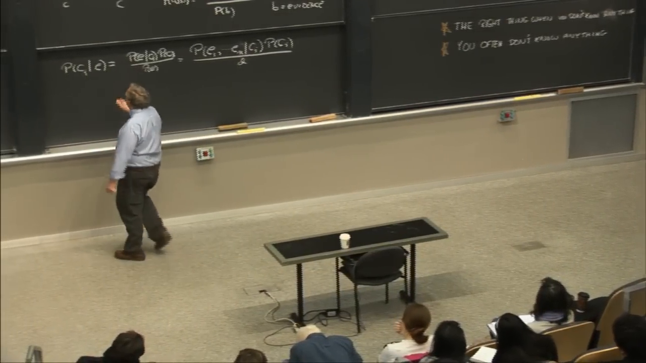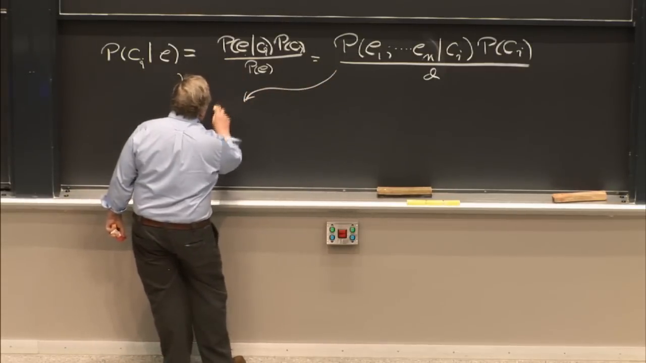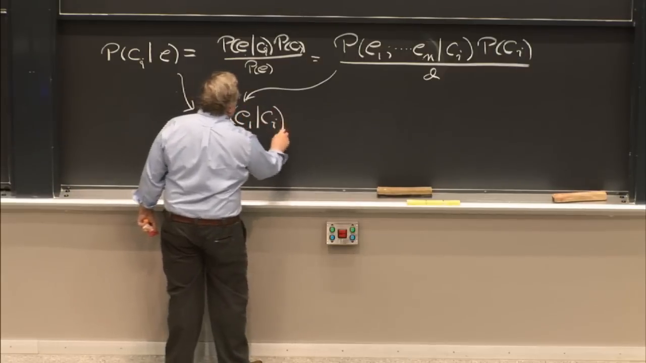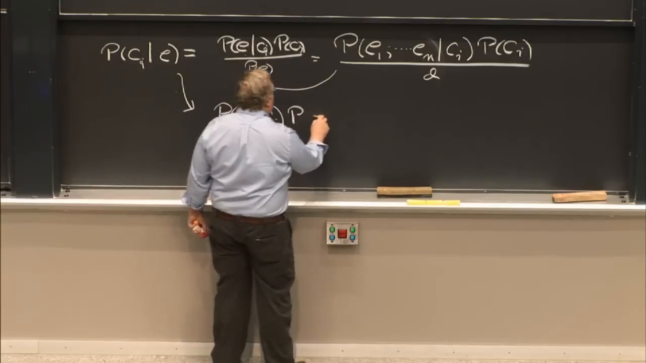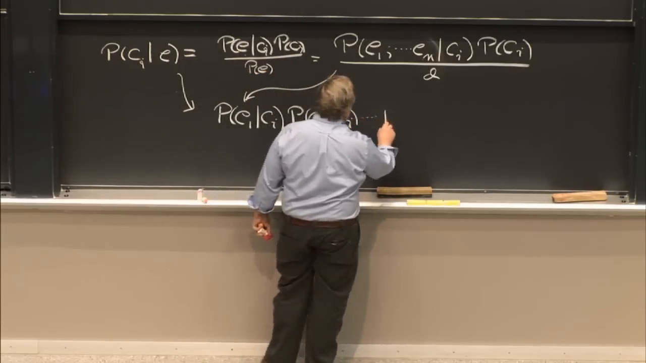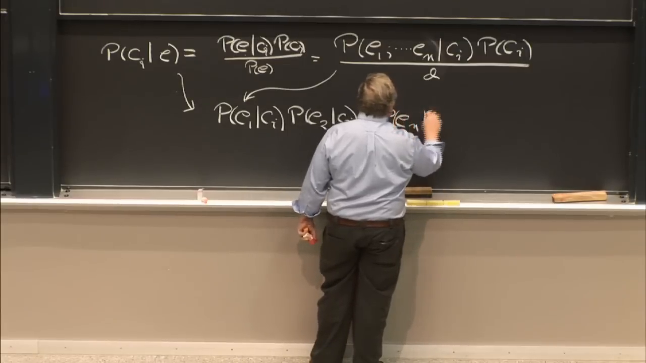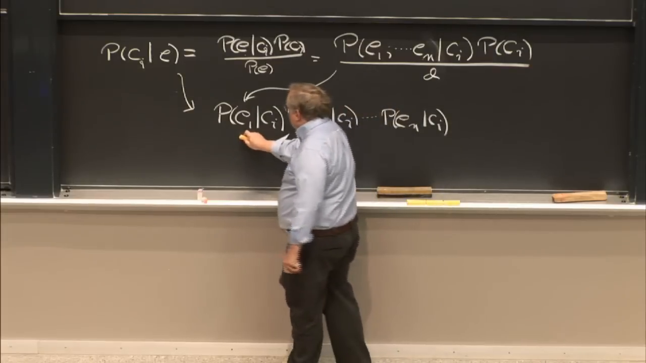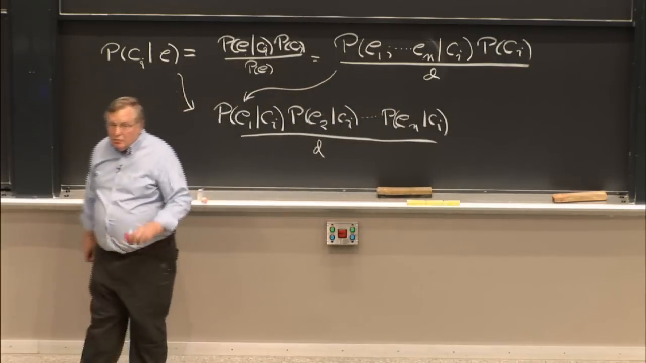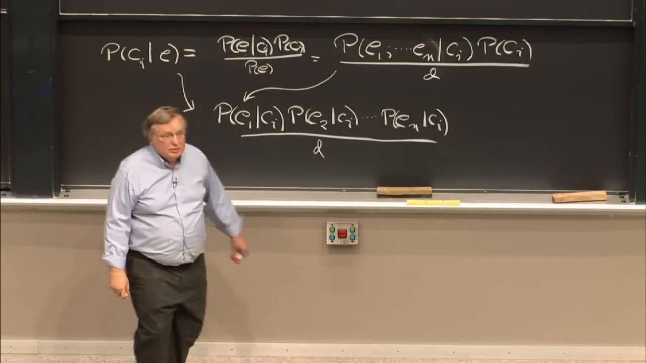It's easier to see if you write it down than if you just say it. This probability here is equal to the probability of E1 conditioned on C sub I times the probability of E2 conditioned on C sub I, all the way down to the probability of En conditioned on C sub I, divided by some denominator we don't care about. See, what I'm going to do is go through this for all the C sub I and see which one's the biggest.